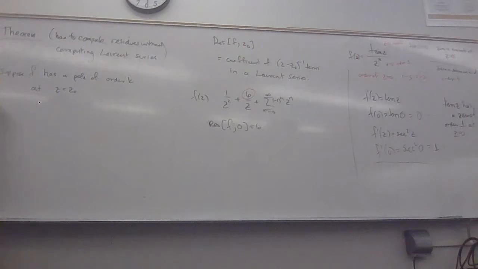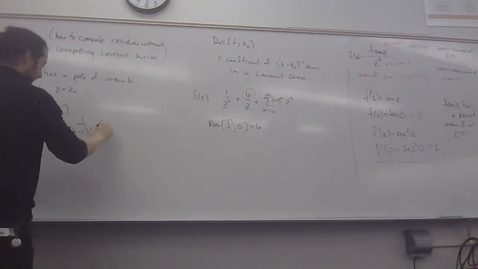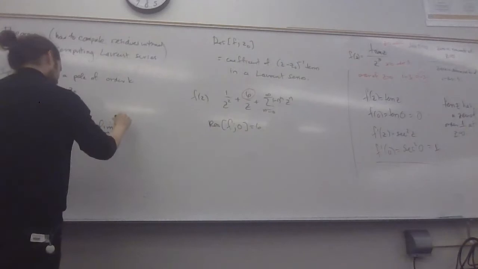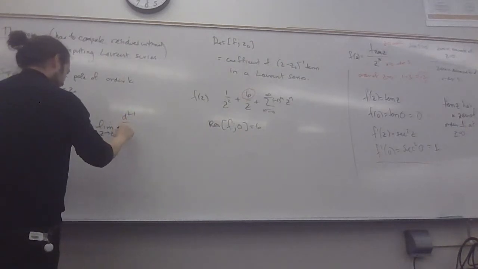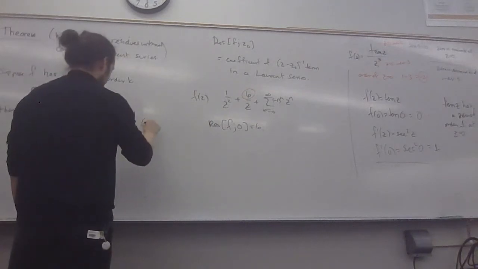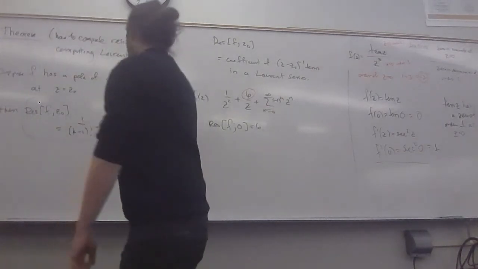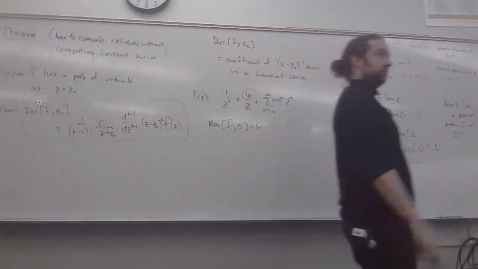Then the residue of f at z naught can be calculated by doing 1 over k minus 1 factorial times the limit as z goes to z naught of the k minus 1th derivative of z minus z naught to the k times f of z. This looks more confusing than it is, I promise. This is a computational formula for the residue, but it just involves limits.